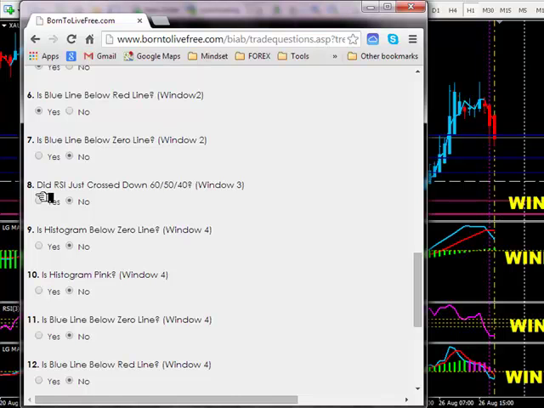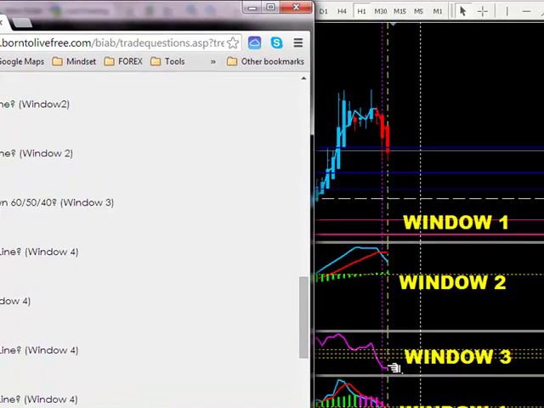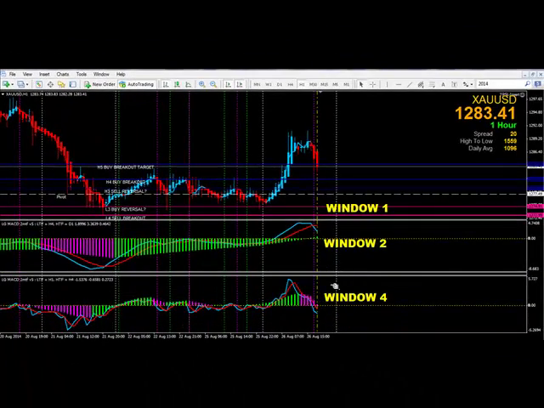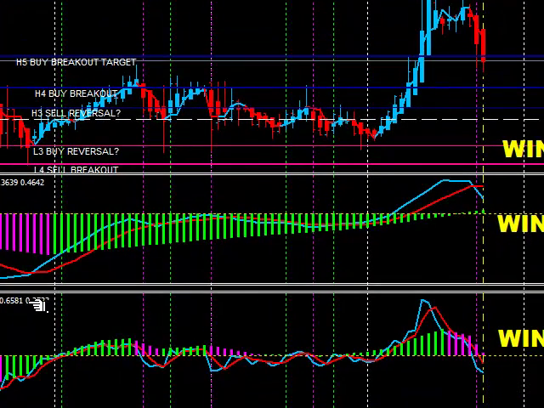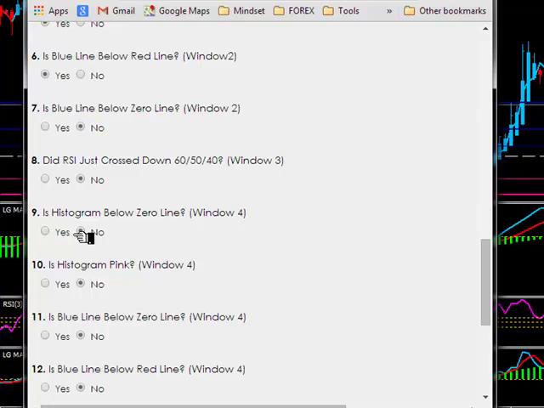8, did a relative strength index just cross down 60, 50 or 40 in window 3? No, it didn't. It did that about 3 candles ago, so we have to say no to that one. 9, is the histogram below the 0 line in window 4? That one, again, I can't tell. It looks like it's above, and if I check there, that's a positive number. So the answer to that question, question 9, is no.